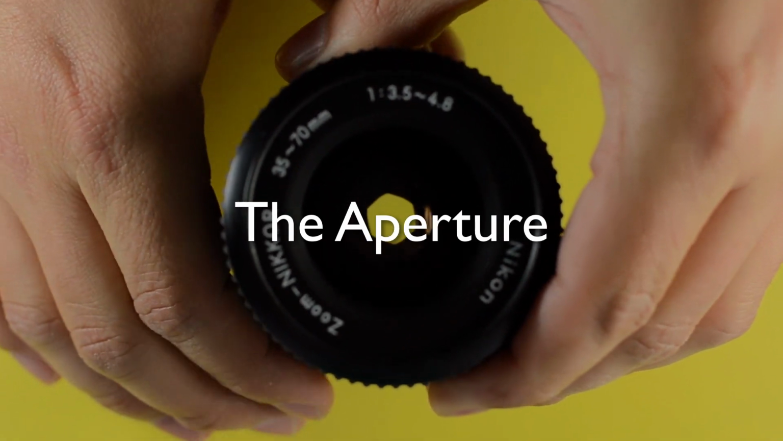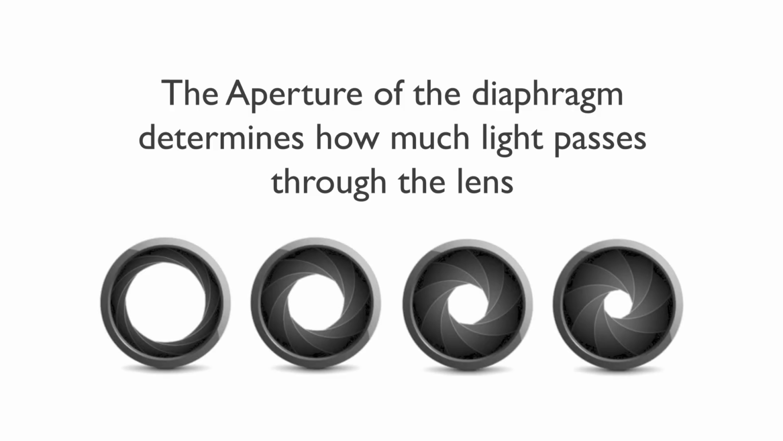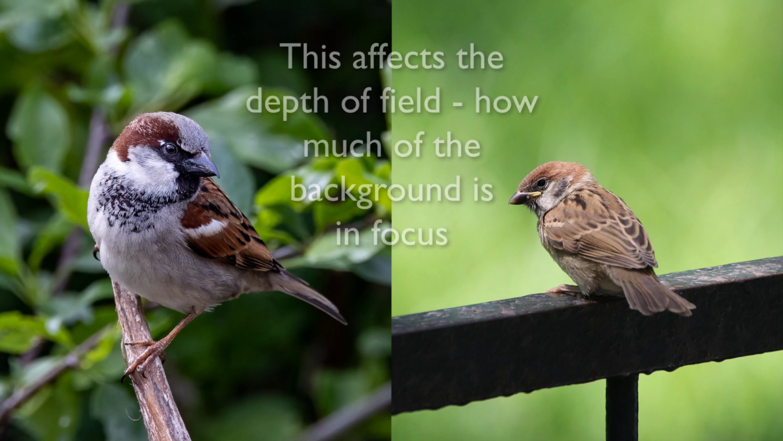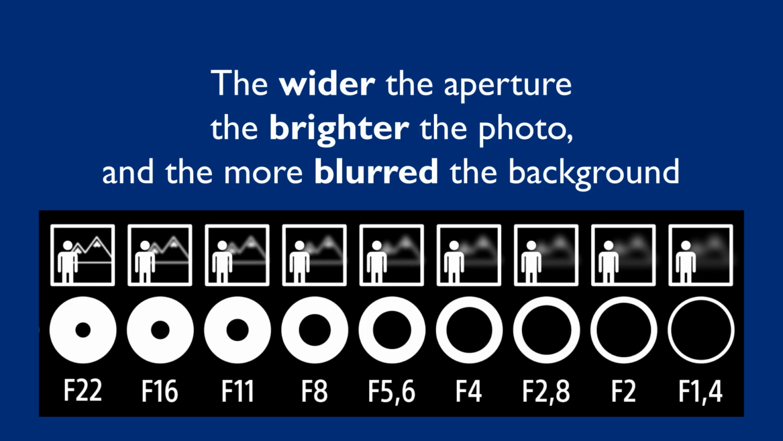Next is the aperture. The aperture of the diaphragm determines how much light passes through the lens. This affects the depth of field, which is how much of the background is in focus. The wider the aperture, the brighter the photo, and the more blurred the background.